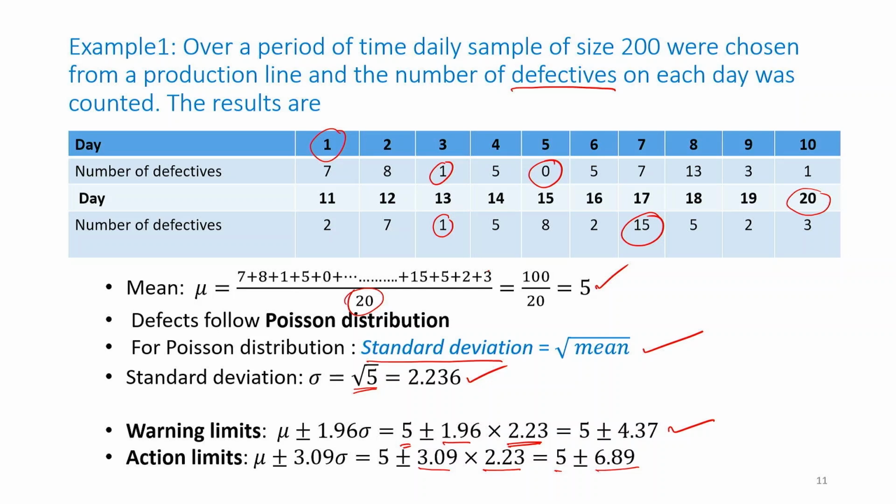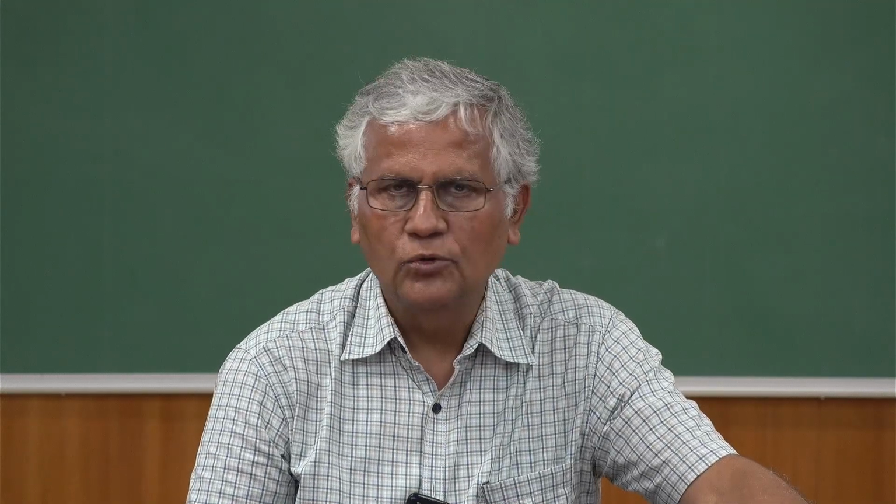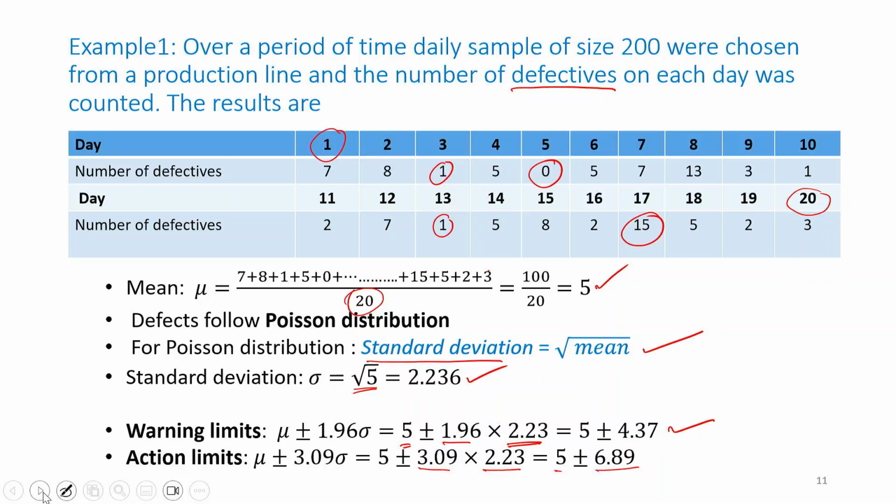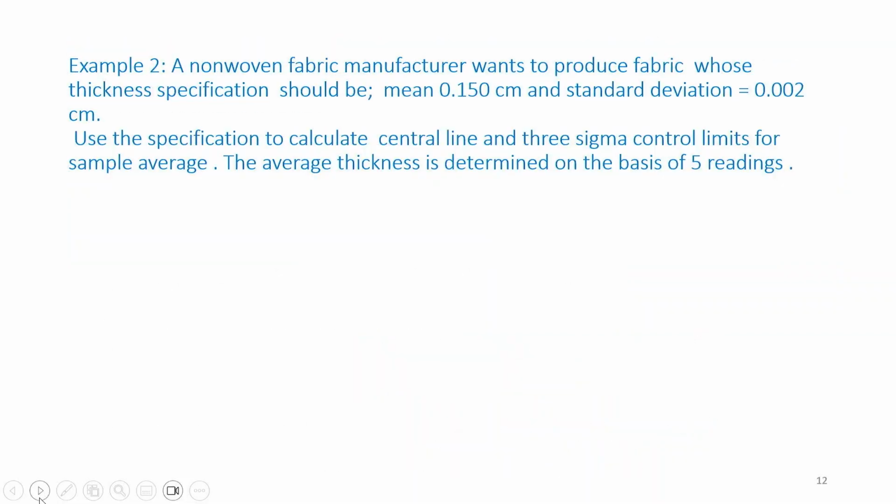If I go for NEPs, these values will be very high. For NEPs per unit length, we can also find out how many NEPs there are per unit length, and that also will follow Poisson distributions. And we are going to discuss one more example.